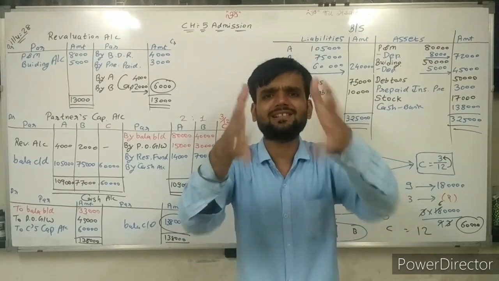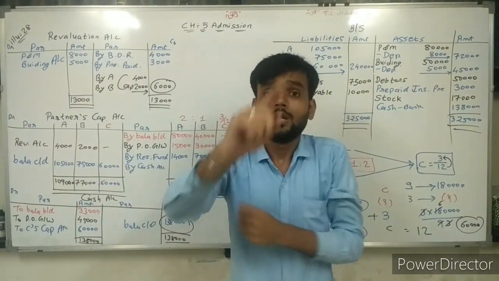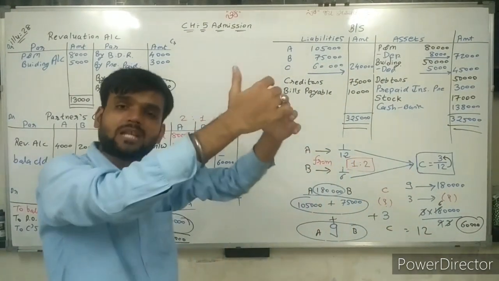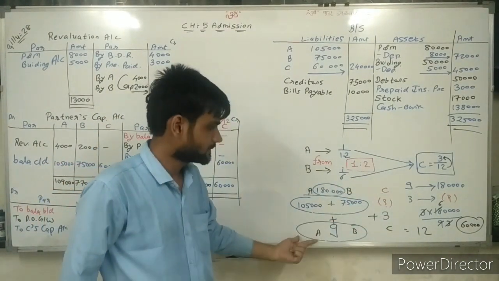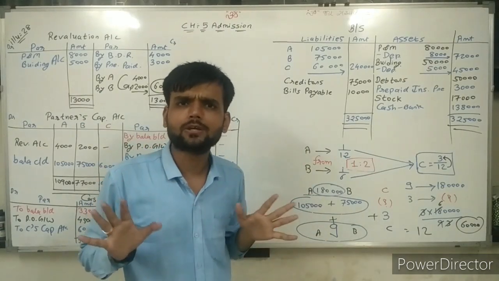Now what is the new thing in this sum? What is the new thing? Capital. How much capital is brought by the partner, that we don't know. That we have to calculate in this way. That is the important topic.